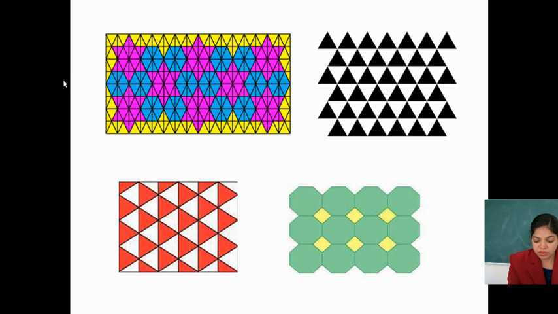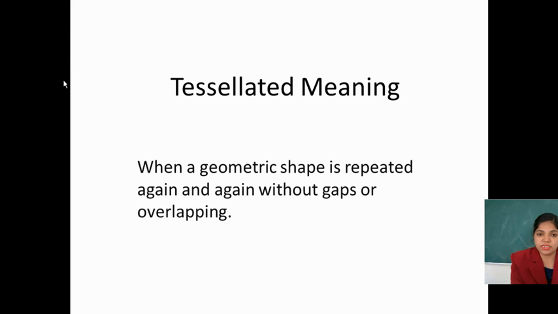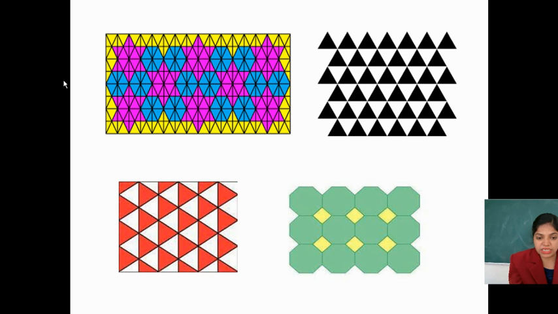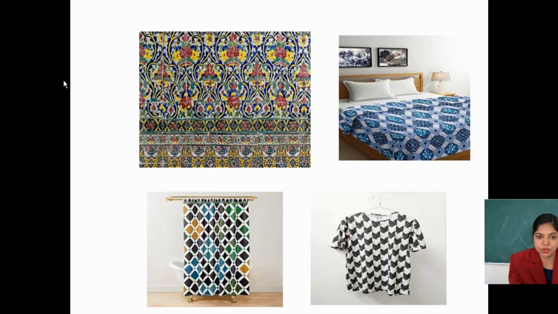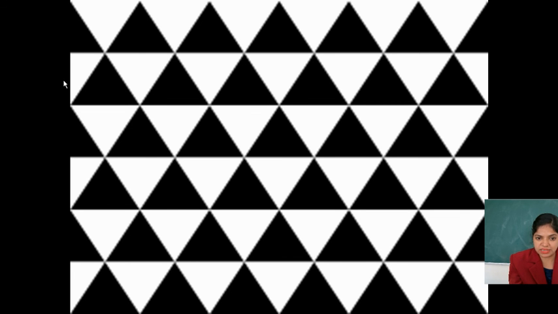Okay. In simple words, tessellated means that a geometric shape is repeated again and again without any gap. You will not leave any gap. Fine. So these are examples of tessellated designs. You can see them on bed sheets, curtains, t-shirts, fabrics. You can see them on suits, shawls, everywhere. And this is an example of a triangle tessellation. You can see on the screen.